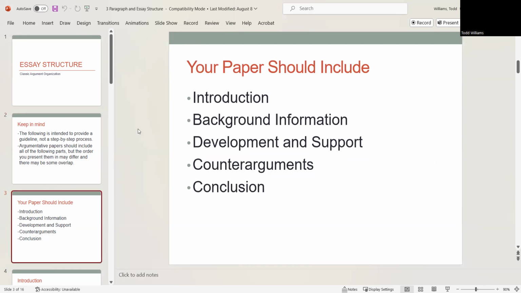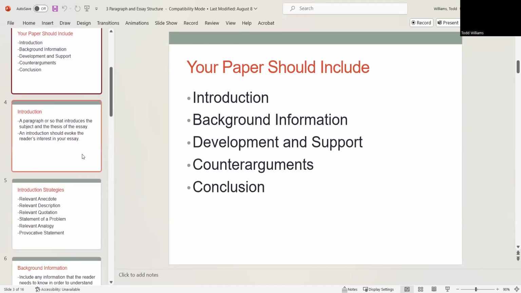Now you've got introduction at the beginning and conclusion at the end. It's hard to get around that. The other things are background information, development and support. This is what the body is, and then counter arguments. So I'm just going to go through these 5 things with you here.